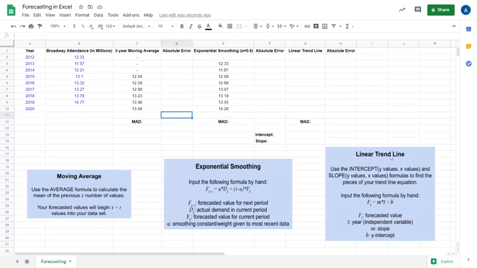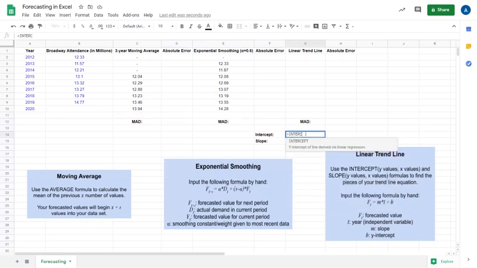Our last forecasting method is going to be our linear trend line. So I'm sure we've all seen lines before in a math class, right? It's the same thing, just with some different variables happening here. So we're going to have to find our intercept and our slope, and then we're going to use our years as our x values. Okay, so lucky for us, Excel has formulas for that.